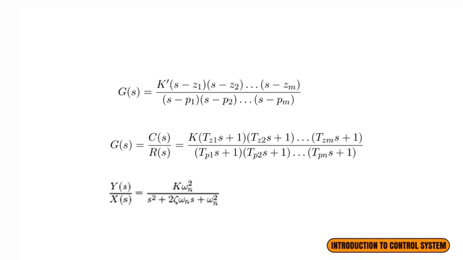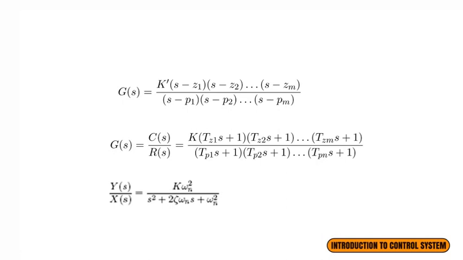So, in the entire unit, we are going to deal with transfer functions only. Even though the mathematical models are differential equations, we are converting the differential equations into transfer functions. If you represent the system in a transfer function model, then it has a numerator polynomial and a denominator polynomial. The roots of the denominator polynomial are called poles of the system. The roots of the numerator polynomial are called zeros of the system.